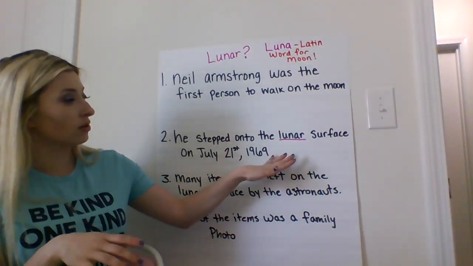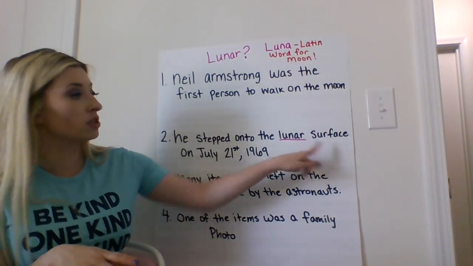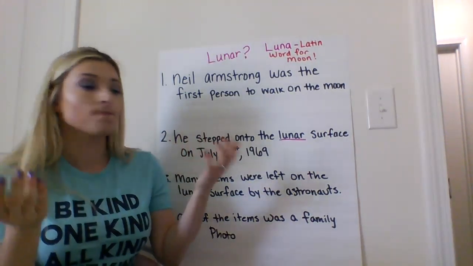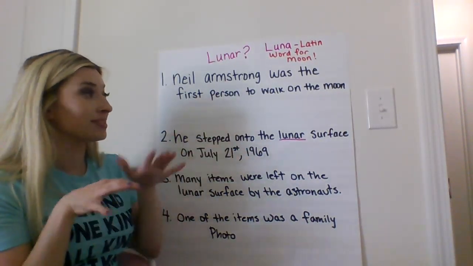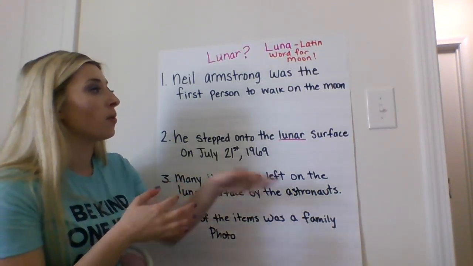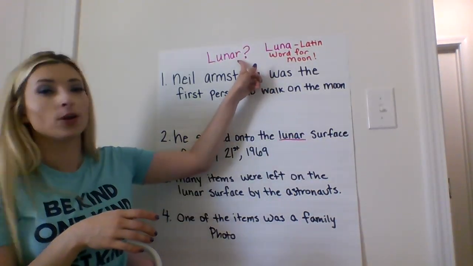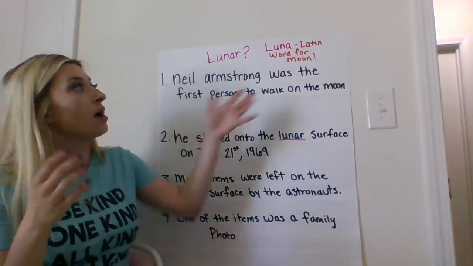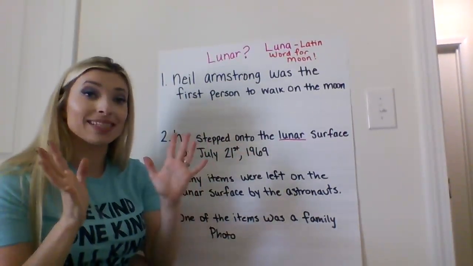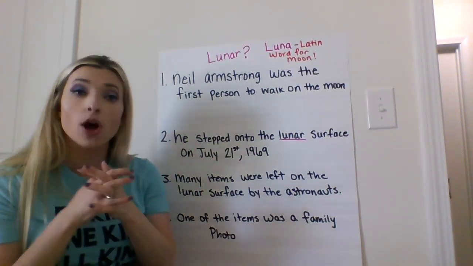It's actually on question number 2, the lunar surface. The lunar surface is referring to what Neil Armstrong stepped onto. He was the first man to walk on the moon. So when we talk about lunar, I put a question mark up here. Lunar, what is that? Well, luna is the Latin word for moon. So when we say luna or lunar, we're talking about the moon.